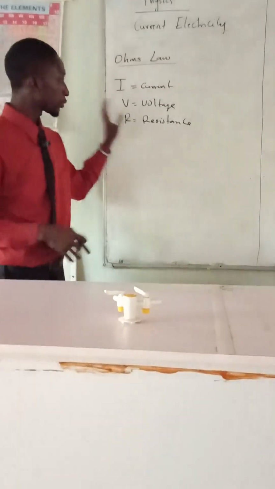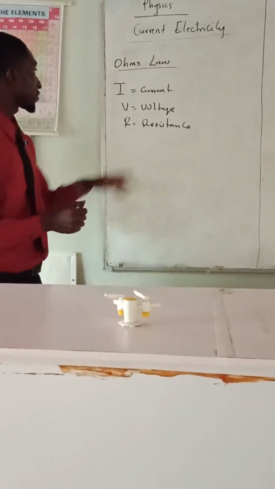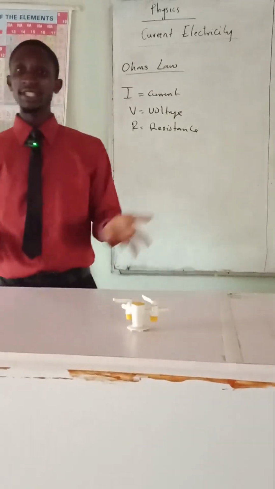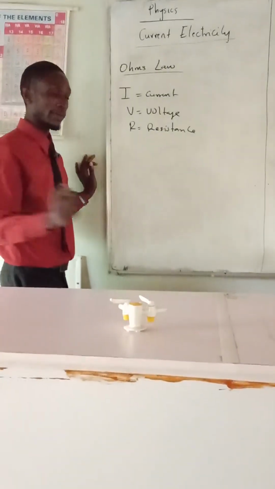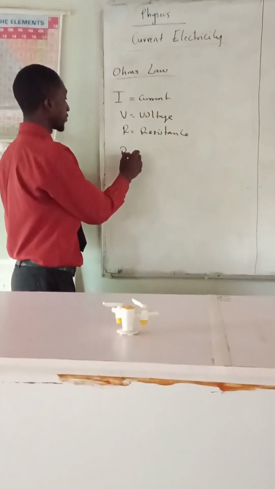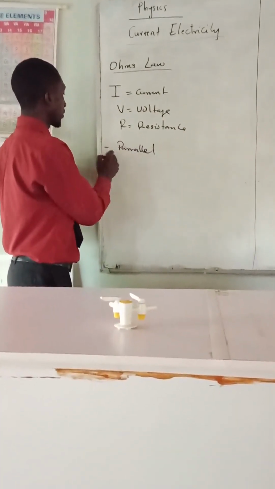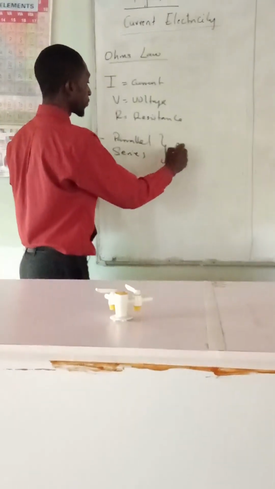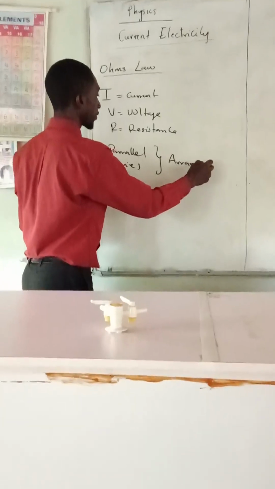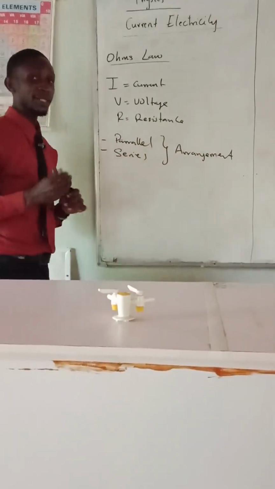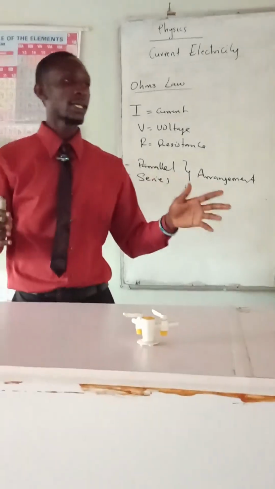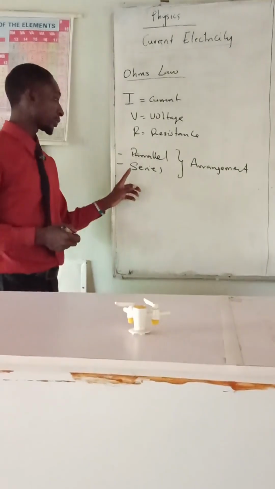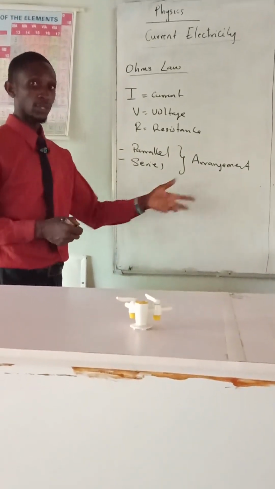Now, I'm going to skip all of this and go to arrangement of cells or arrangement of resistance in a resistive circuit. Now, we have two kinds of arrangements. We have parallel, and we have series. So these are the two kinds of arrangements we have. Now, if you have a battery of cells, or a battery that dispenses direct current, you can do a parallel connection or a series connection of those batteries.